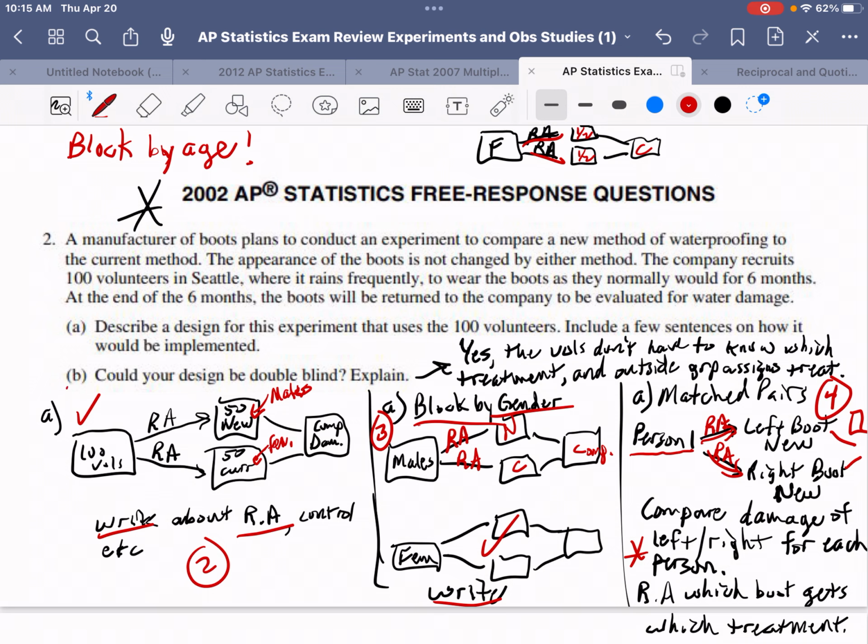Could your design be double blind? Yes. Easily, the people who are wearing the boots don't have to know which boot got which treatment, and also the researchers who are the ones who are going to do the comparison at the end, they don't have to know which boot got which treatment either. You could have an outside entity have treated the boots and sent them on their way. So you definitely could be double blind.